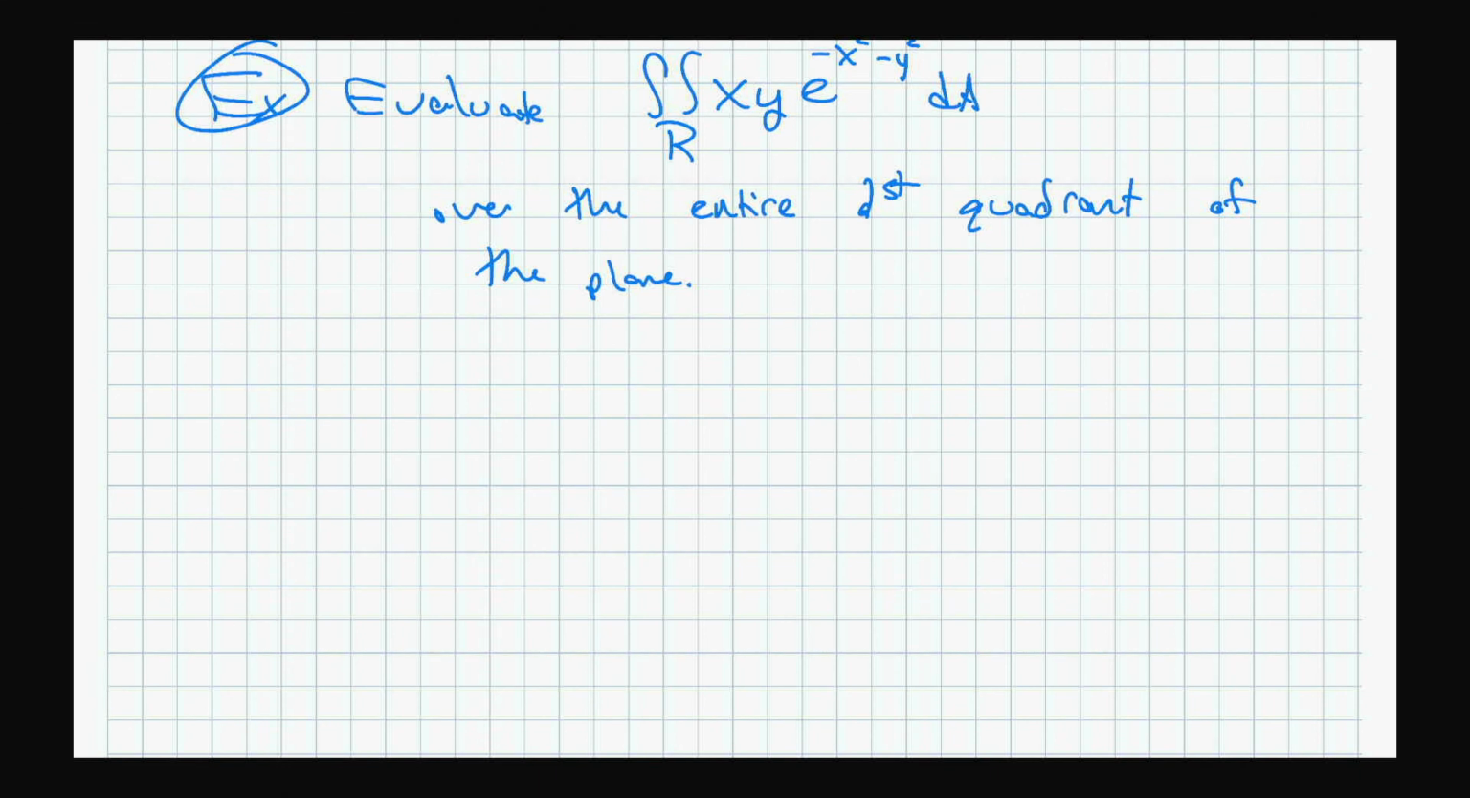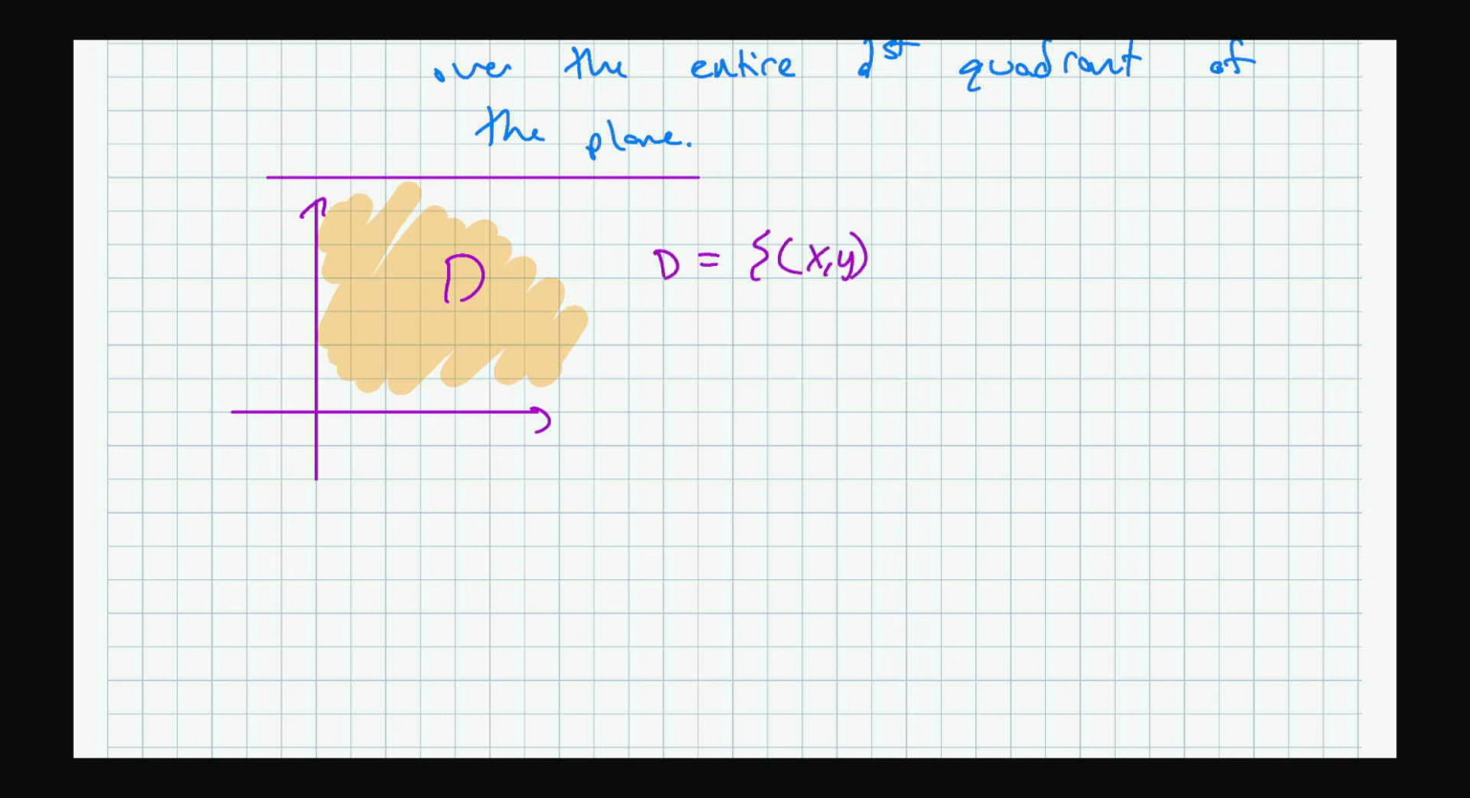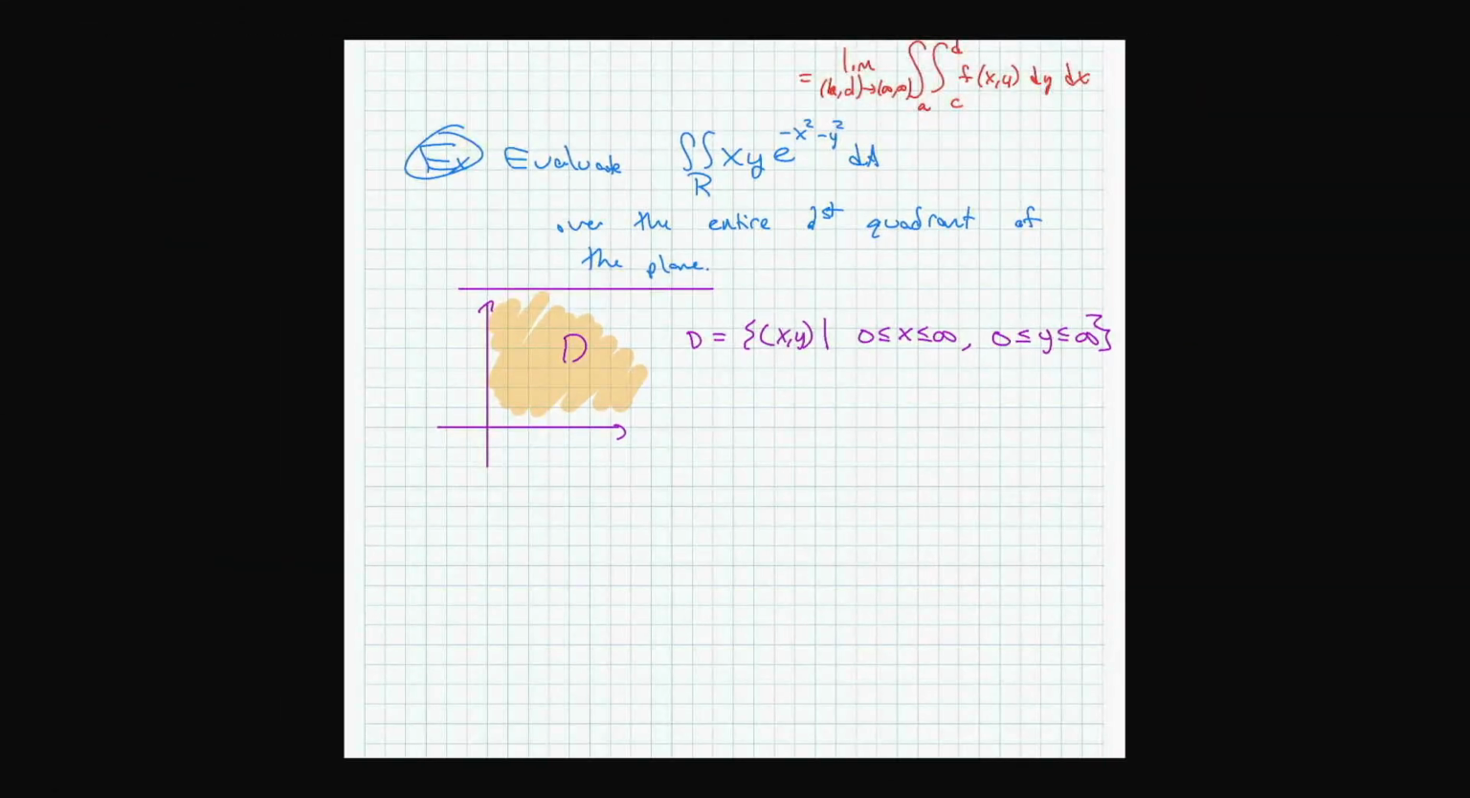All right, so first thing is making sure you understand what they mean for the region. I think we've drawn it, but right, D, like that. So D is the set of all xy such that x goes out to infinity and y also goes out to infinity, but they're positive, right? Because it's the first quadrant. So how would you set up this integral?